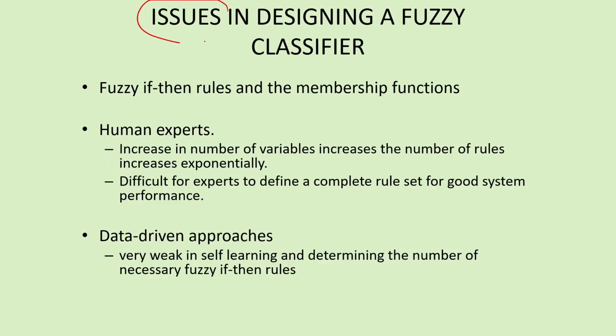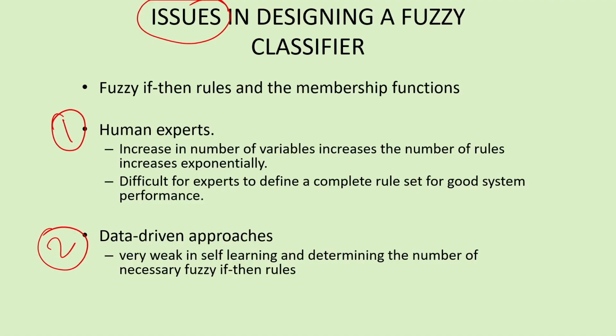The fuzzy if then rules and membership functions are the major issues that you should understand while designing a fuzzy classifier model. We have two approaches, one is the human expert based approach, another is the data driven approach. In the human expert approach, whenever the number of variables increases, the number of rules also increases exponentially. So it is very difficult for the human expert to define the complete set of rules for good system performance. So the human expert system is failing in this part.